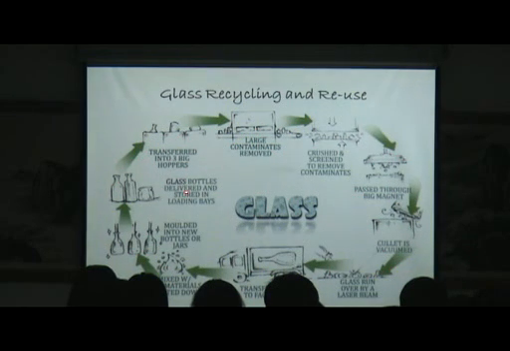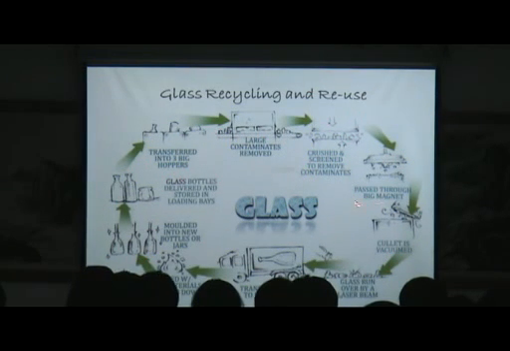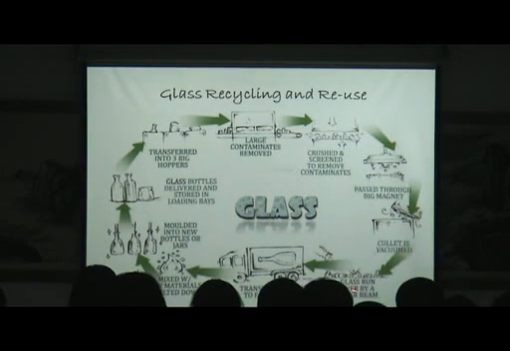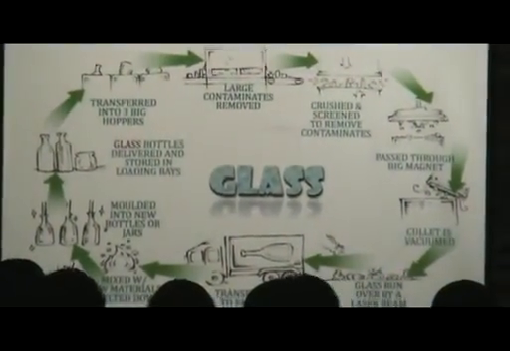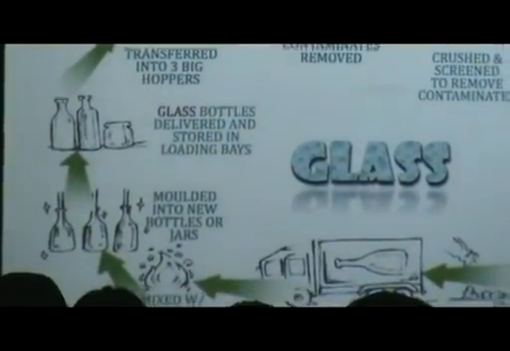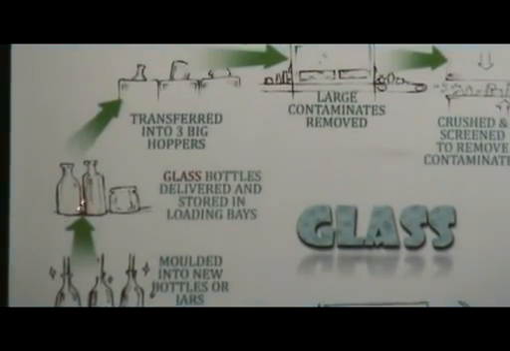Glass bottles are delivered and stored in loading bays, transferred to hoppers, large contaminants are removed, crushed, screened to remove contaminants, passed through a big magnet para matanggal lahat ng mga labels at yung mga impurities. And then its cullets are vacuumed. Glass is run over by a laser beam para matanggal further yung mga particulates. Transferred to a factory, mixed with raw materials and melted down, molded into new bottles or jars. So, cycle na. From the original raw material.